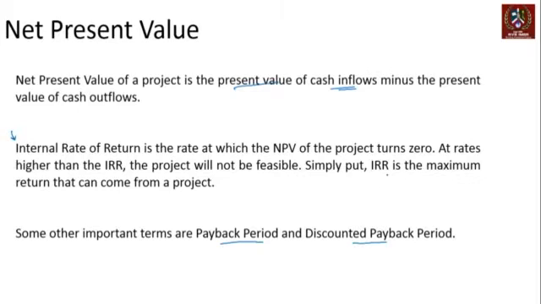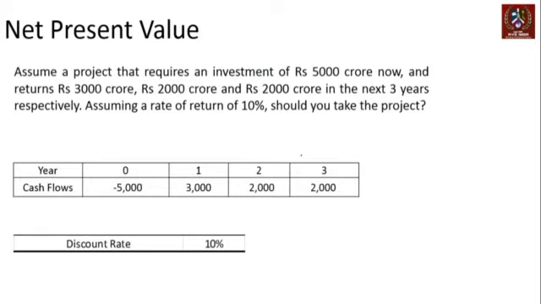Let's look at an example. As we look at an example, it would make things clearer for us in terms of our overall understanding. So let's look at a project that requires an initial investment of rupees 5,000 crore today, and it returns rupees 3,000 crore, 2,000 crore, and 2,000 crore in the next 3 years respectively, right? So you invest 5,000 crore today, and you get these 3 series of cash flows, right?